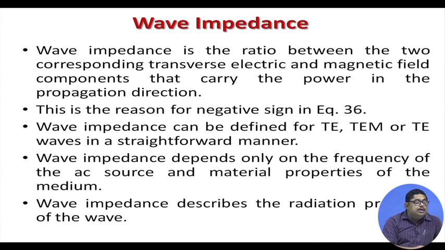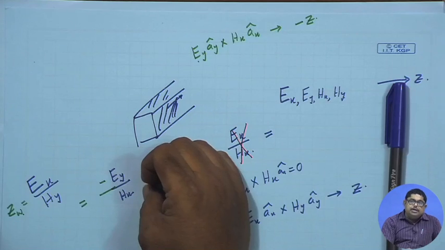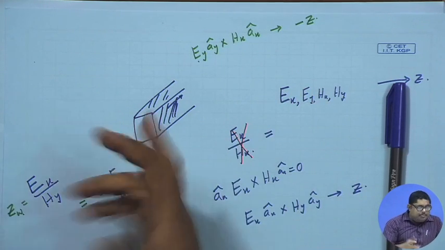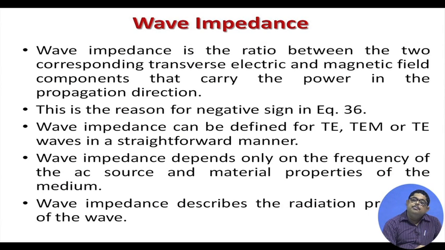Wave impedance can be defined for TE, TM or TEM waves in a straightforward manner. You find out the fields, we have seen how to find the fields. In any particular case, you find out the fields, you find Ex component, you find Hy component, take their ratio. You also take Ey component and Hx component, then put a minus, take their ratio, that gives wave impedance. In a TEM case already we have seen, you have Ex and Hy, you take that ratio, that is their wave impedance.